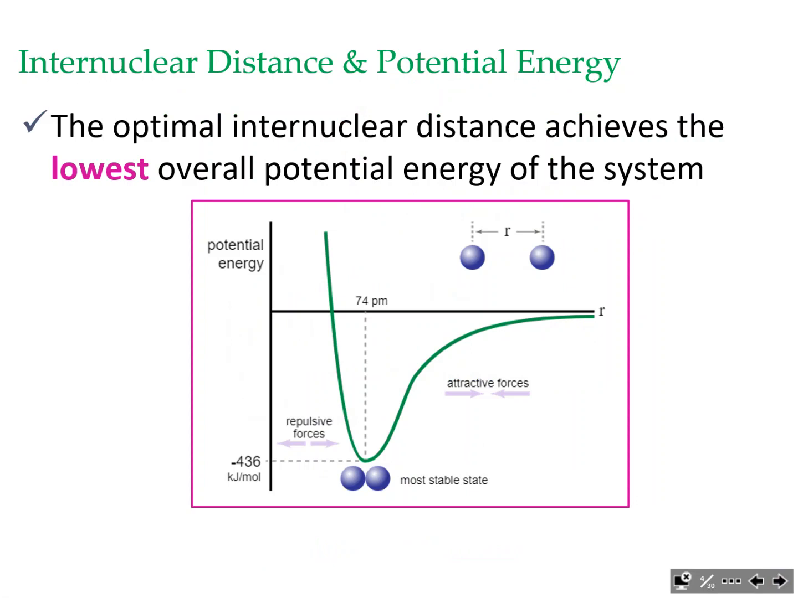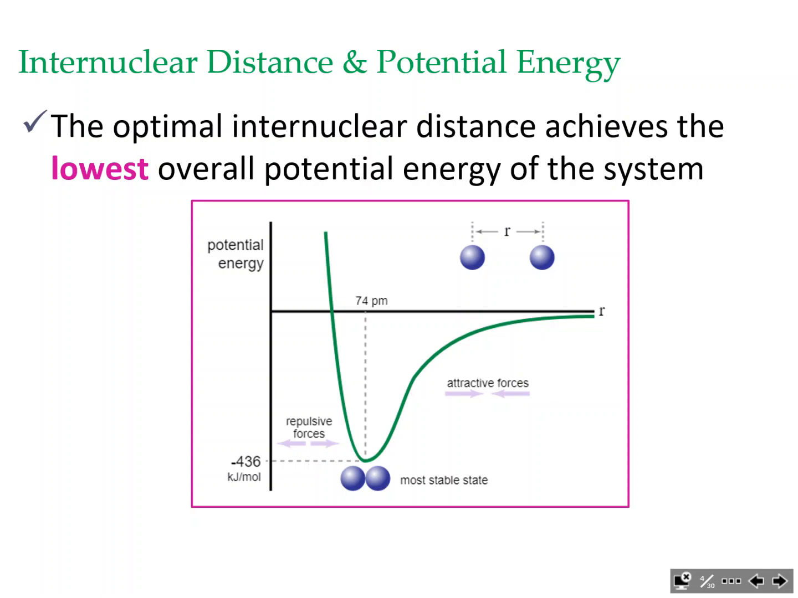All right, so the optimal internuclear distance achieves the lowest overall potential energy of the system. That energy is being released because the bond is forming. Forming is warming. You're sending it out. It's exothermic. And that also puts it at its lowest energy state. Lowest energy state, most stable arrangement for that particular bond.